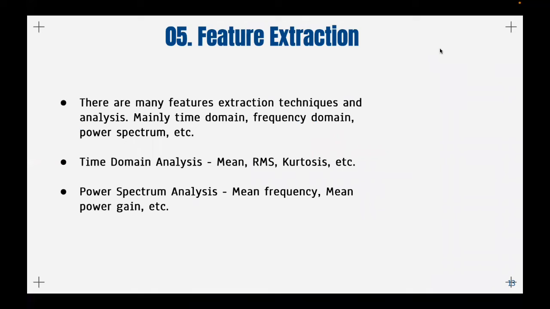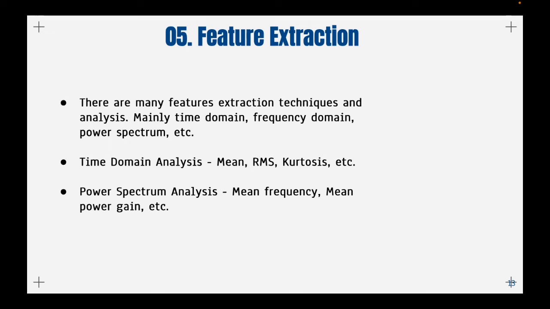Next, feature extraction. Feature extraction is an important part of signal processing, which is significant for signal detection, classification, and recognition. There are many feature extraction techniques and analyses, mainly time domain, frequency domain, and power spectrum. In time domain analysis, the features mainly used are mean, RMS, and kurtosis. And in power spectrum, mainly mean frequency and mean power gain.